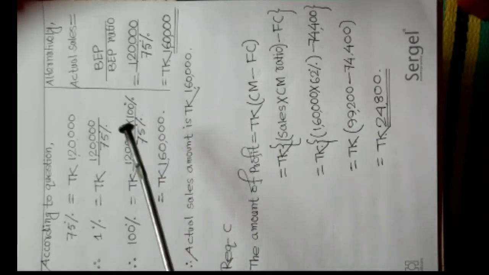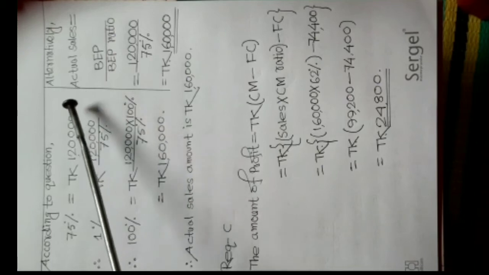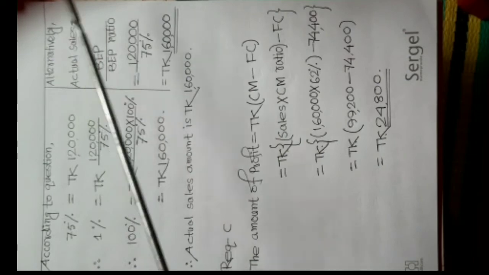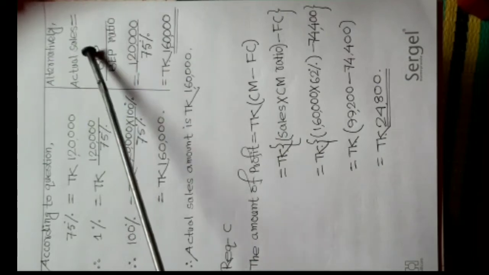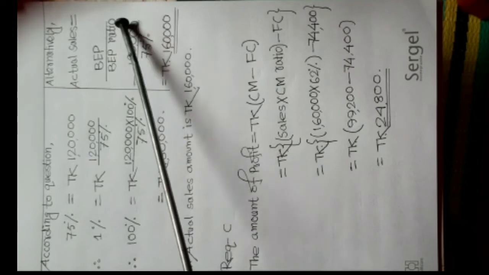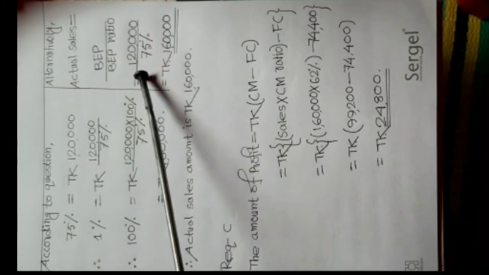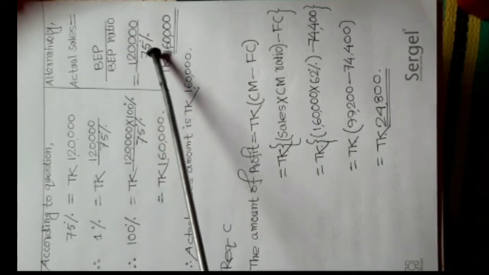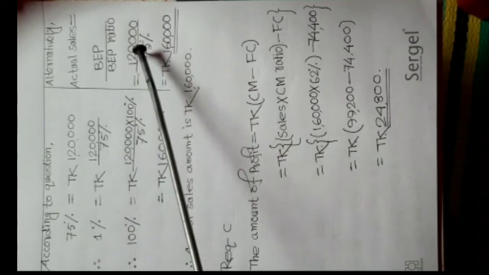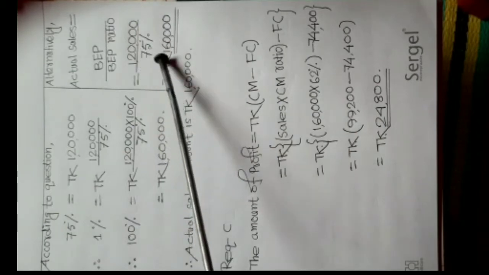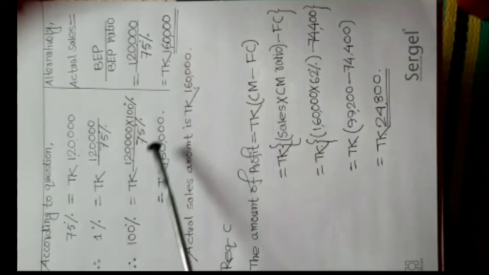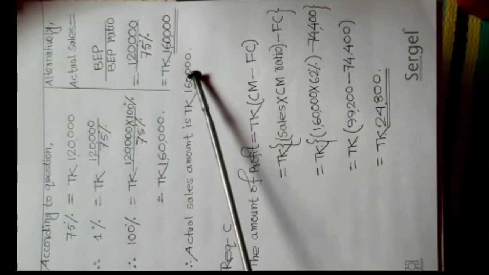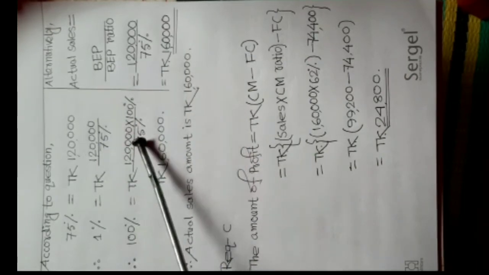My dear students, we can answer this question in another way, such as actual sales is equal to break-even point divided by break-even point ratio. So, break-even point amount is 1,20,000 divided by break-even point ratio 75%. That is টাকা 1,60,000. Okay, dear student. So, actual sales amount is টাকা 1,60,000. This is the solution of requirement B.